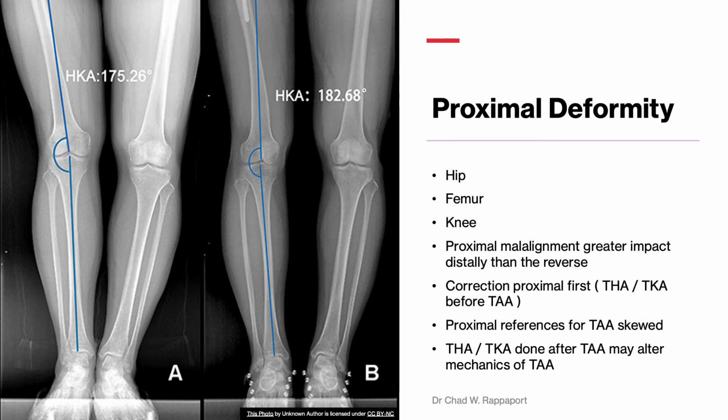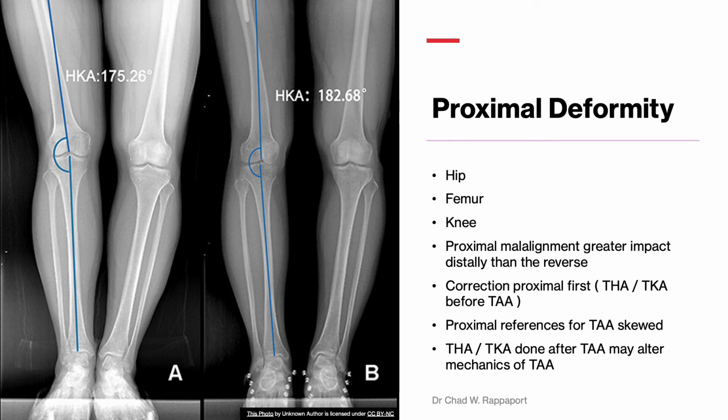Identifying and correcting deformity proximal to the ankle joint is imperative because many times, if not most times, these malalignments can have a greater impact on the ankle than those that are distal due to the lever arm. Additionally, if there's malalignment or deformity more proximal, this may skew some of the anatomic reference points that we often utilize depending on the system that's being employed for preoperative planning with regards to total ankle arthroplasty.